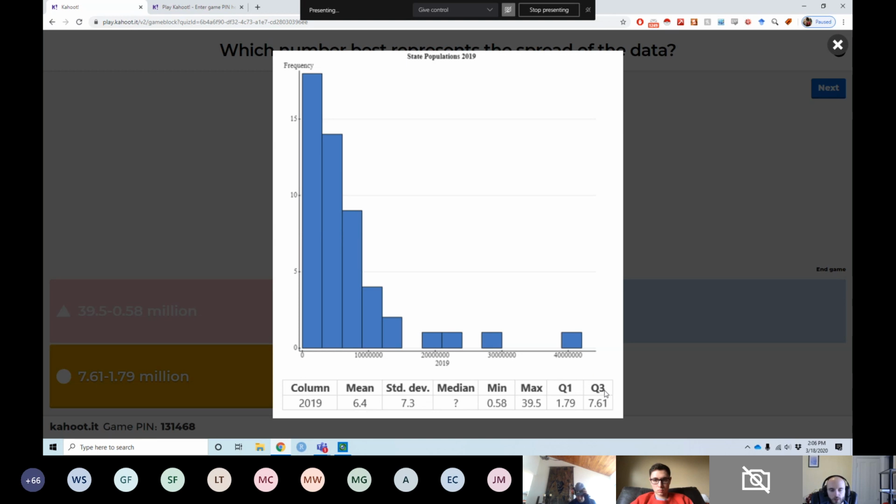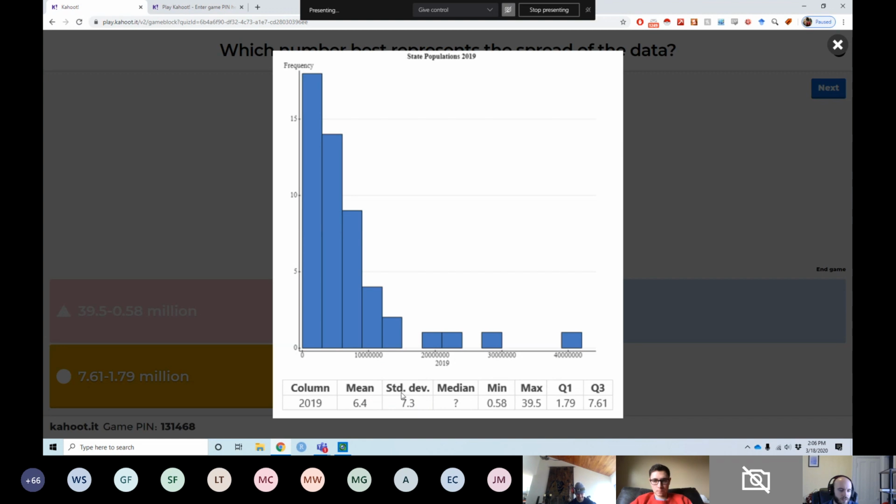So we take Q3 minus Q1, to see how far apart the middle 50%, or the middle 25 states, are as far as population is concerned. The state at the 25th percentile has about 1.8 million people. The state at the 75th percentile is about 7.6 million people. If you subtract those two, that'll give you the range of the middle 50%. And when we're working with skewed data, we want to use our IQR, whereas if we're dealing with bell-shaped data, we'd want to use the mean and the standard deviation.